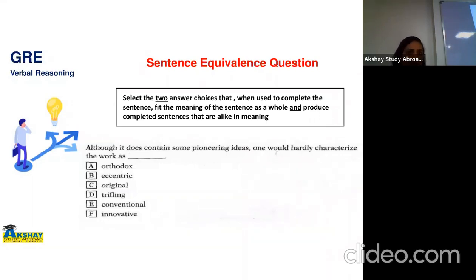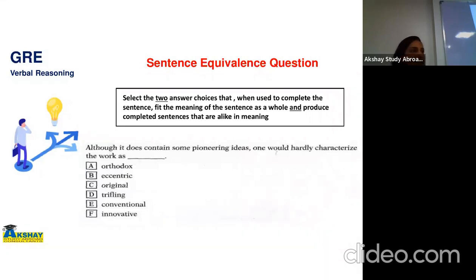Okay, so there are two pairs. For sentence equivalence, what do you do first? You check the pairs first, because as you know, there is no partial credit. If you choose two options, one correct and another incorrect, you don't get any credit. So you must be confident about the pairs that you have chosen. Orthodox and conventional, and original and innovative. Eccentric and trifling are not a pair.